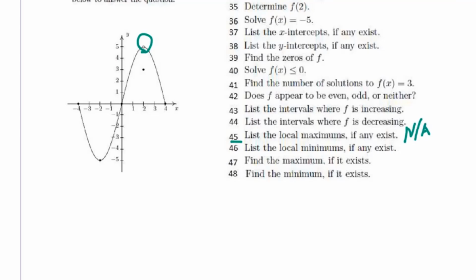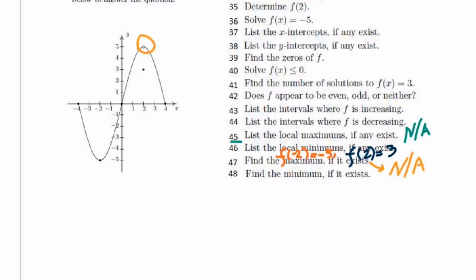For the local minimum, we got these points. That is f of -2 equals -5. And also, this point is a local minimum because for this open interval, the point 2, 3 is a local minimum. So we write down f of 2 equals 3. We don't have a maximum because this is an open circle.